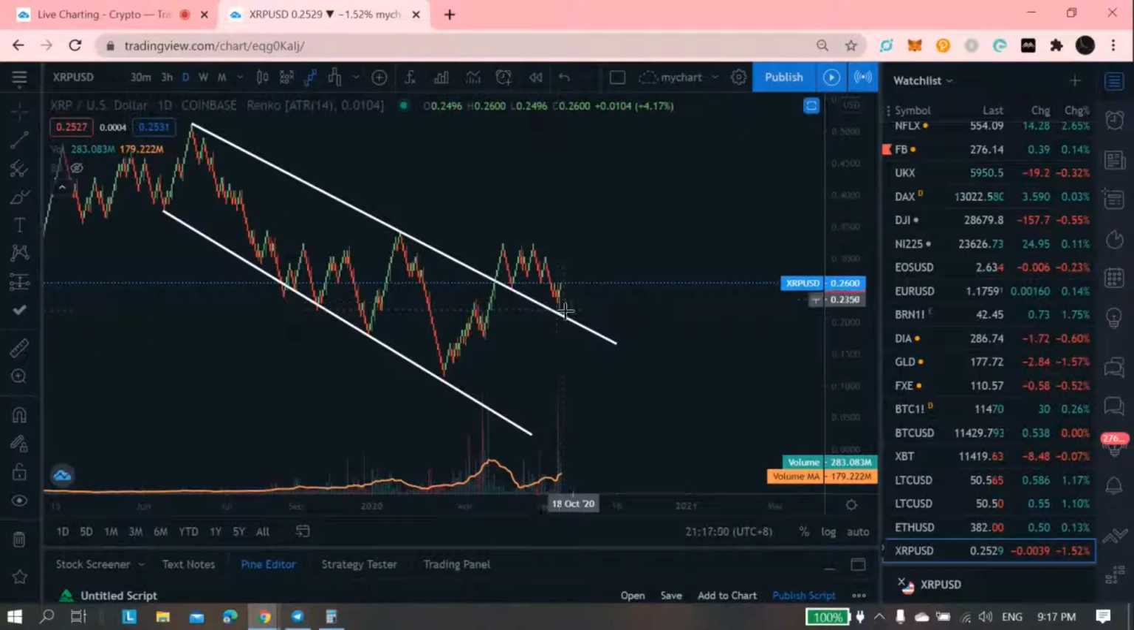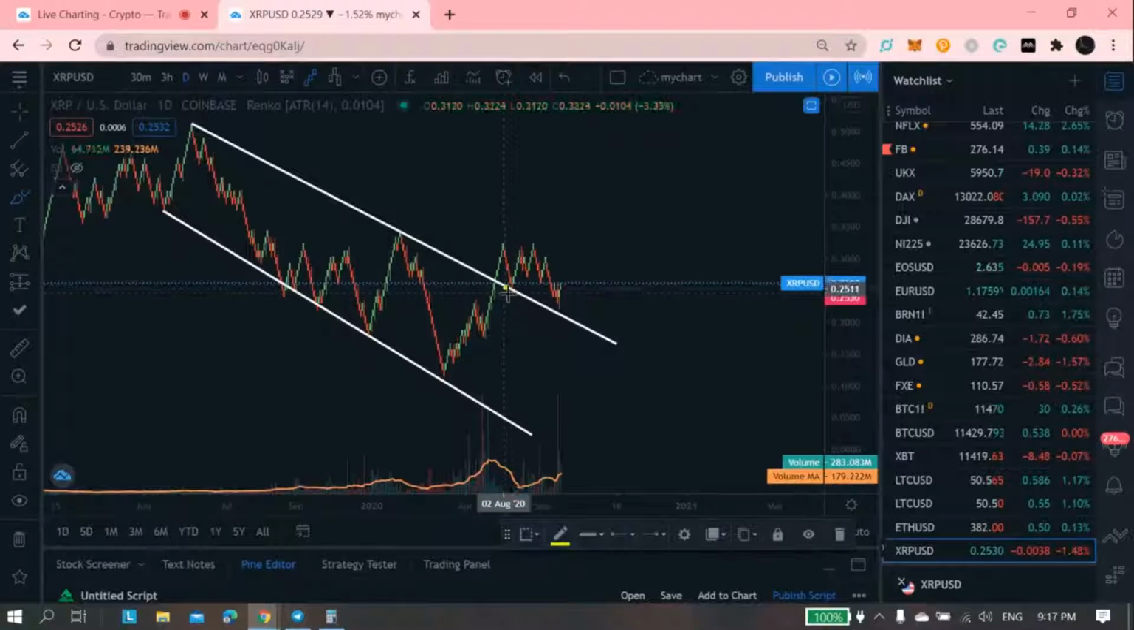But if you look at it, when it bounced at this support area, or the previous resistance, it actually goes up. So this line here, the previous resistance and now the support, is a very strong support area.